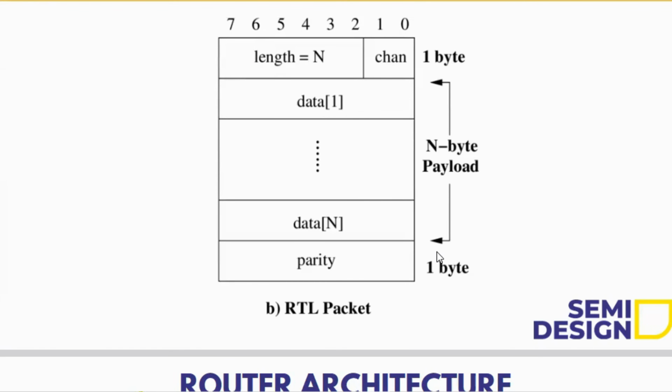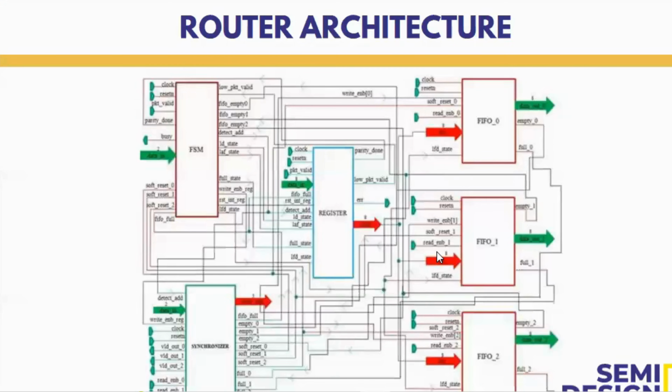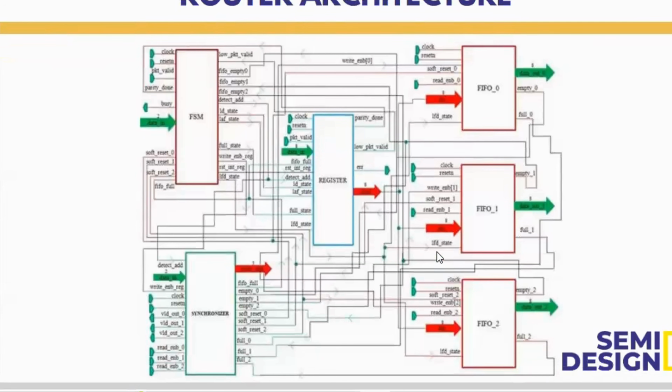The packet structure. So this is the actual architecture. We have 4 different blocks, which means there are totally 6 blocks: a finite state machine, a synchronizer, a register, and 3 FIFOs. 3 FIFOs means 3 different channels as output, so from these, the destination devices will be getting their appropriate data.